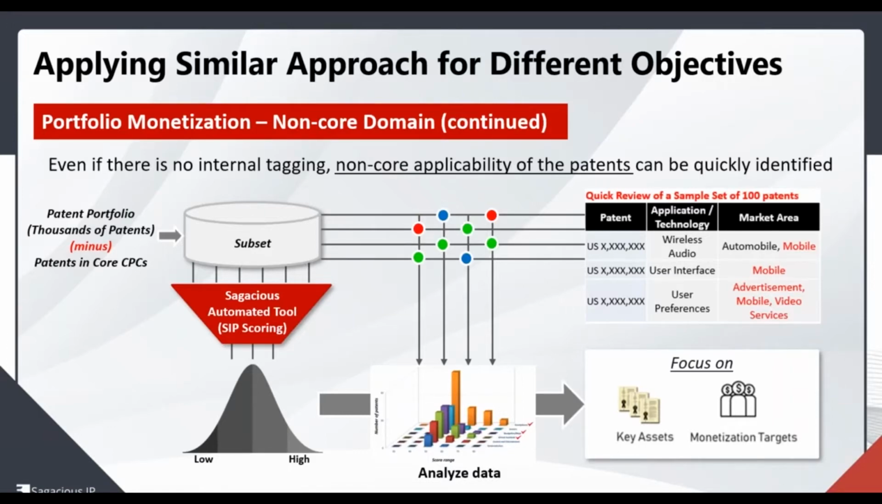We did this exercise for one of our clients who had around 20,000 patents in their portfolio. One of the easiest steps is to remove the patents that are categorized in the core CPCs. This particular client of ours was an automated industrial tools manufacturing company. So we directly removed the patents relevant to their core business, and then we analyzed the remaining patent subset.